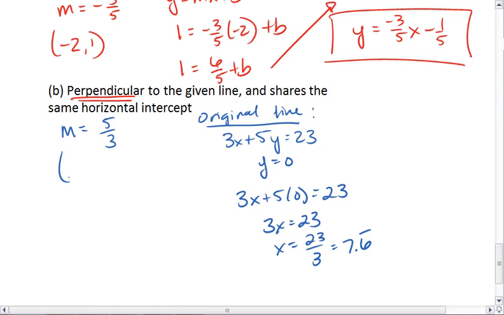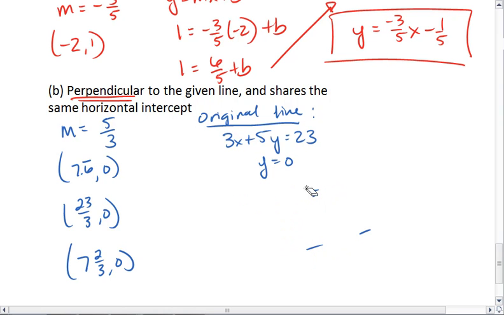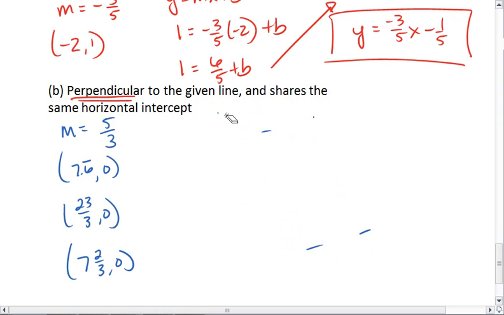Our horizontal intercept is the point 7.6 repeating, comma 0, or 23 over 3, 0. Or if you really want a mixed fraction, you do 7 2/3, comma 0. All three are the same point. Now that we have both the slope and a point, finding the equation should be relatively simple. Again, the question did tell us to find this in slope-intercept form.